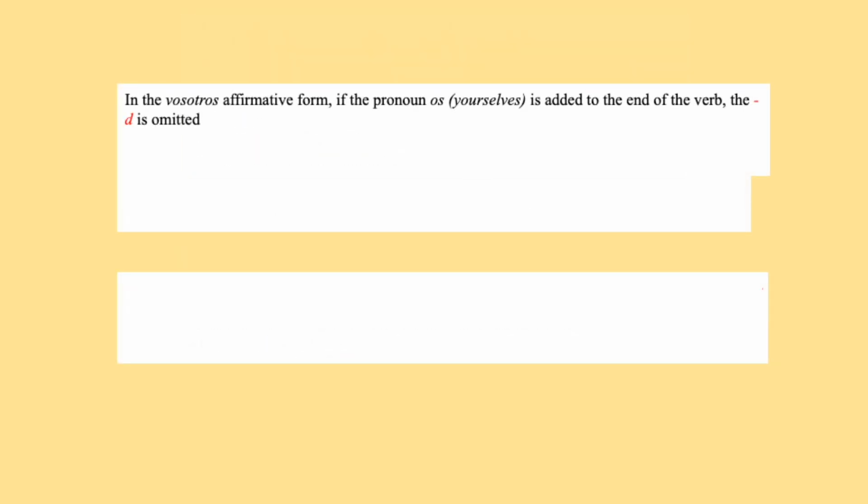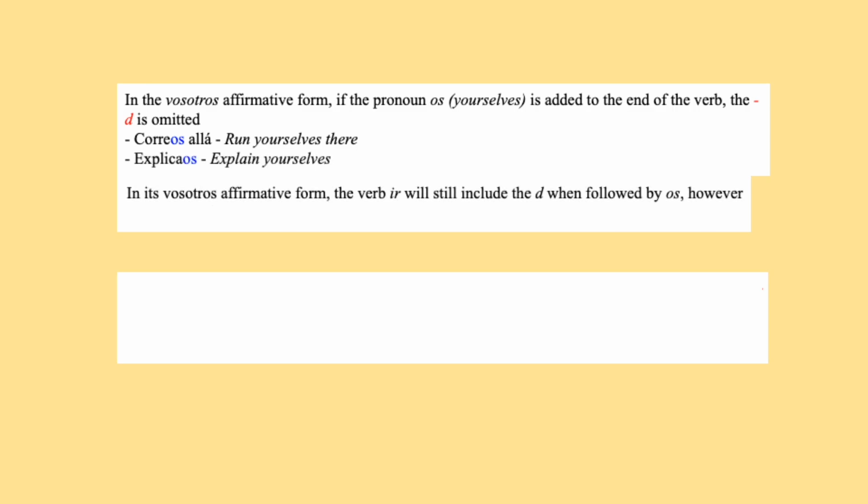In the vosotros affirmative command form, if you take the pronoun os and attach it to the end of the verb, then the D will be omitted from the end of that command. Corred, os: Correos allá. Explicaos. As for the verb ir, it will still include the D when followed by os. Idos.